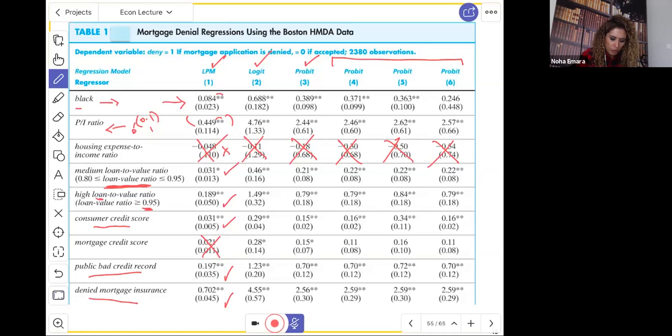Okay, as you can see, everything here in column 1 is linear, so I can just take these coefficients and analyze them as I'm saying. With the logit and the probit, okay?